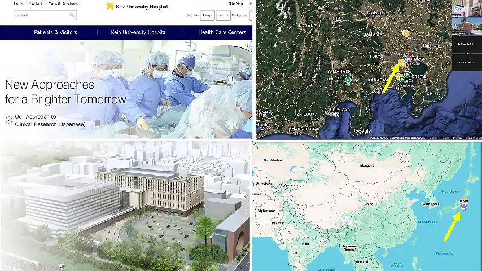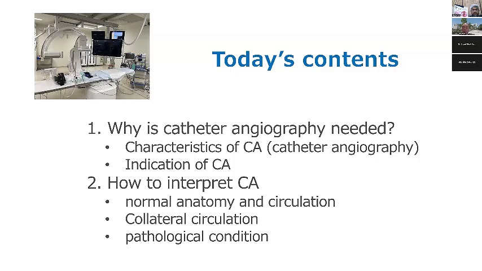I do endovascular treatment. Okay, today I'd like to present several key topics. The main topic is how to interpret catheter angiography on normal anatomy and circulation, and understanding collateral circulation. And finally, we'll look at the pathological findings such as vessel occlusion, aneurysm, and AV shunt.